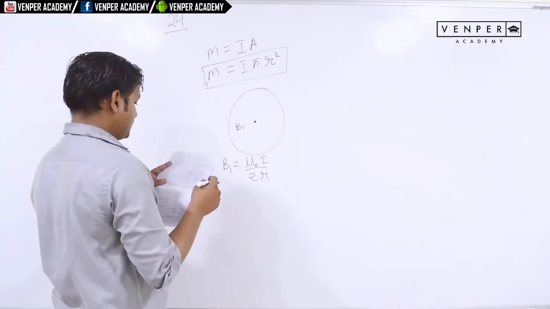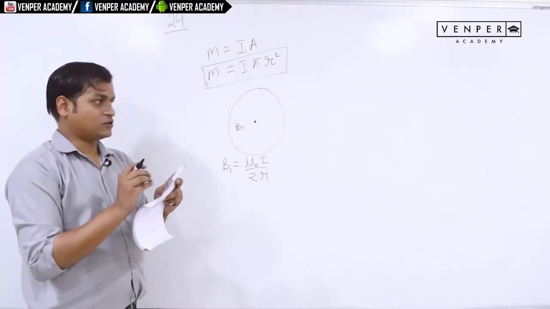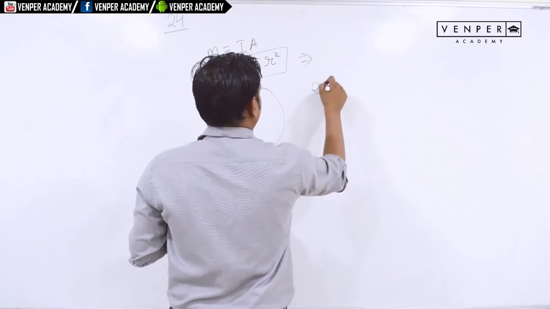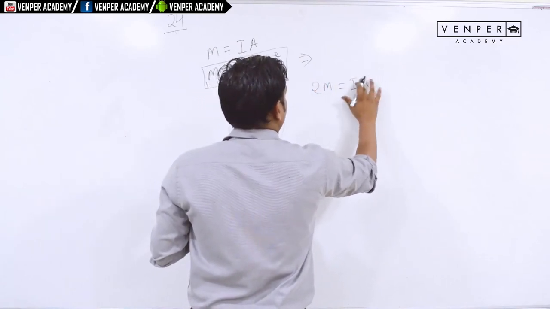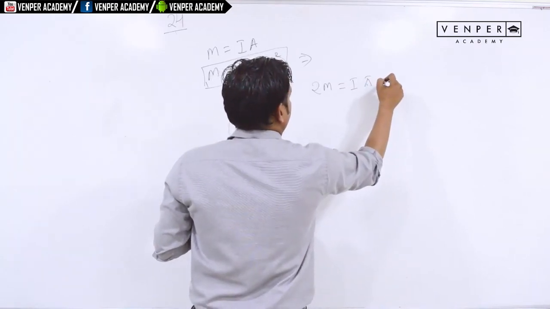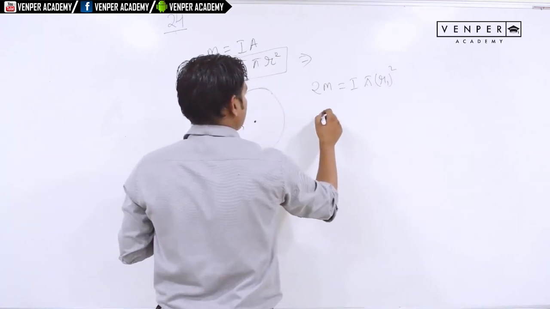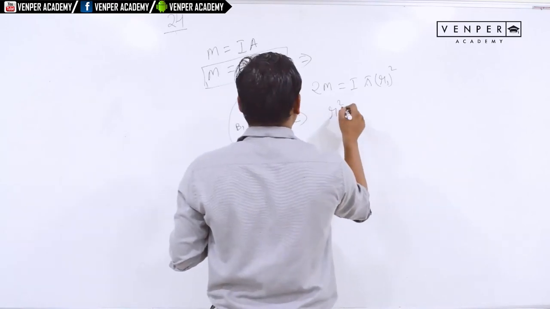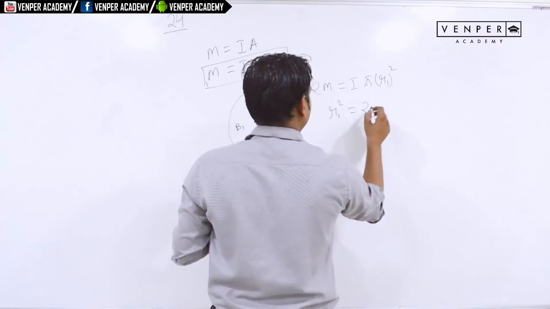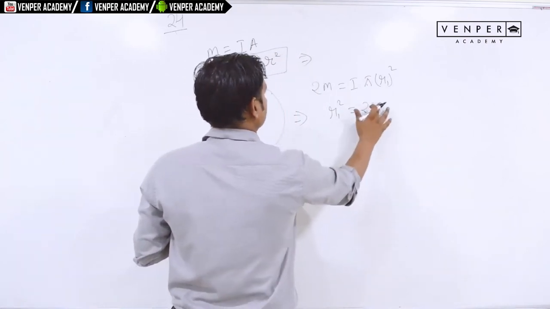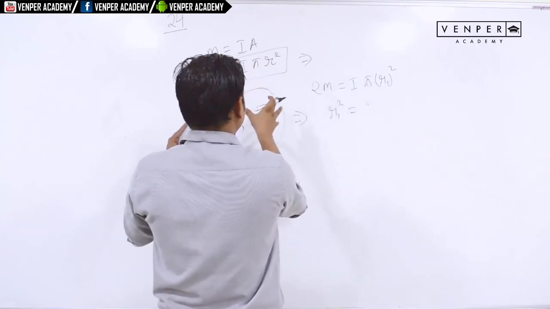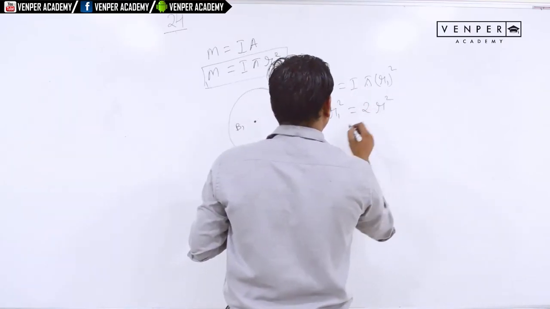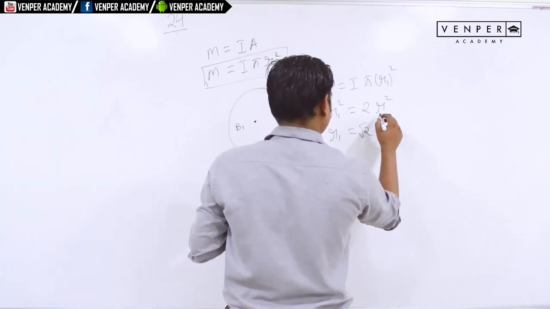Clear? Next, when the dipole moment is doubled by keeping the current constant, we are doubling this dipole moment. So now the dipole moment is becoming 2M is equal to I pi R1 square. If we are making the current constant, which means we are changing this radius. So from these two values, if we divide these two, you will get 1 by 2, R1 square is equal to R square by 2... so R1 square is equal to 2R square. So R1 you can say is root 2 R.